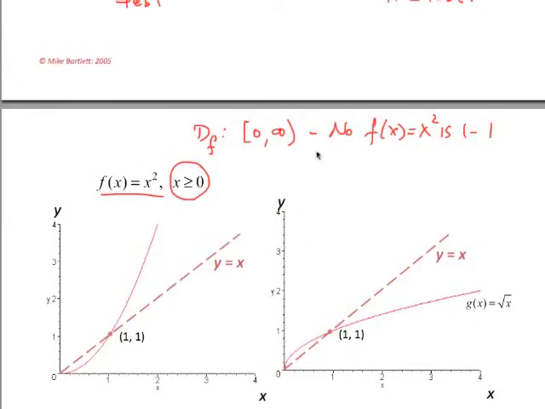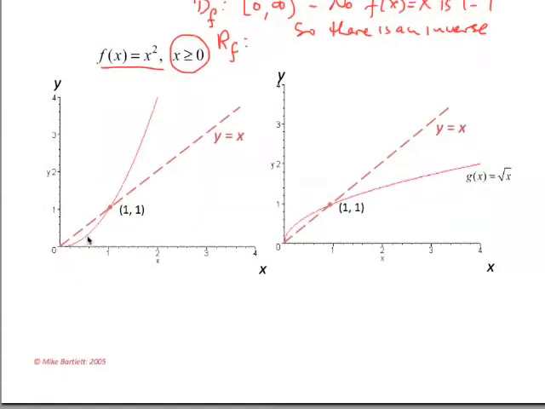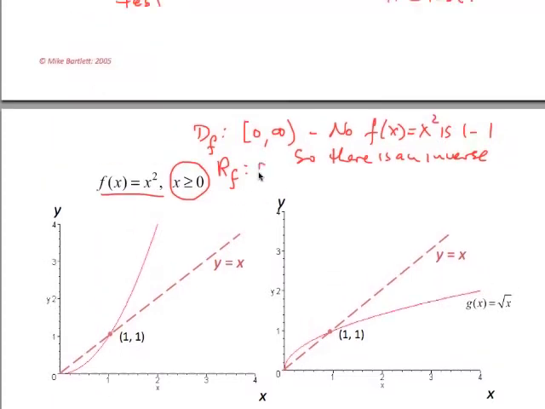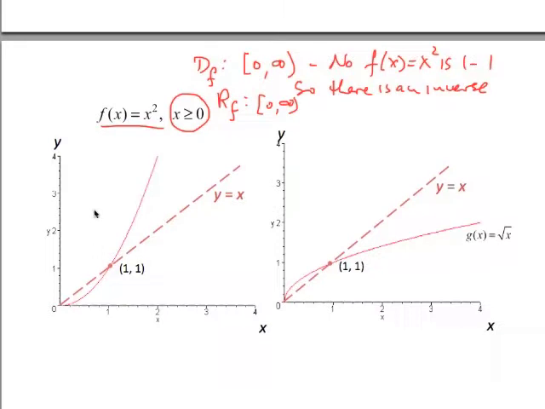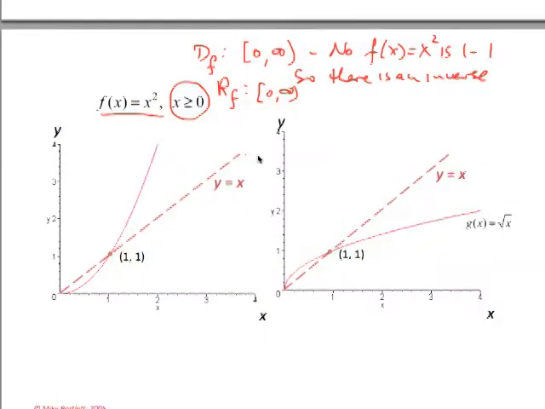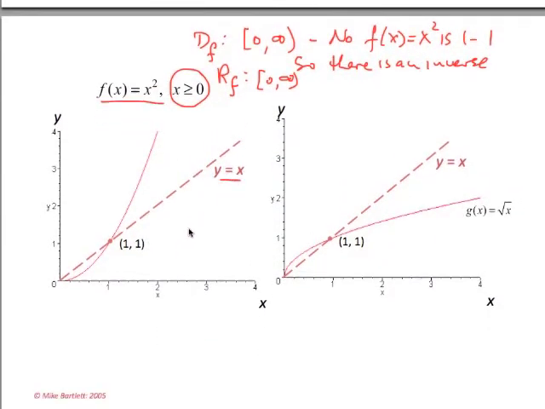Okay, so it's 1 to 1, so there is an inverse. Right, and of course here's the domain. Well, what's the range? The range of this function is going up from 0, including 0, to infinity. Right, so the way we graph it is we put our line y equals x in here.